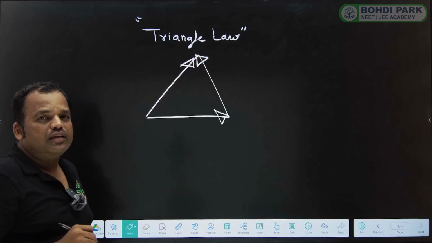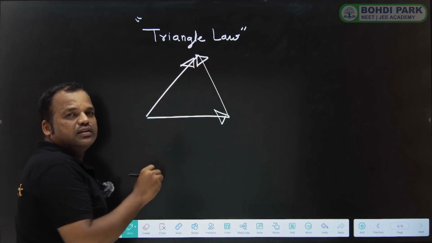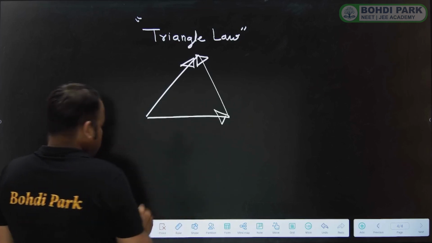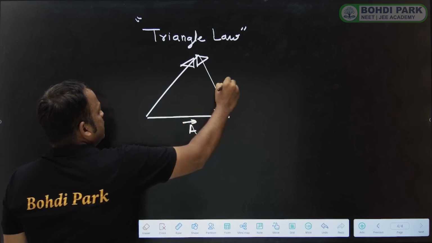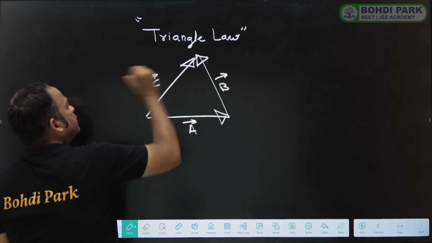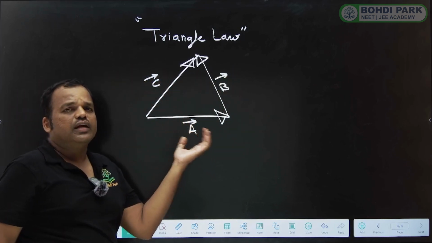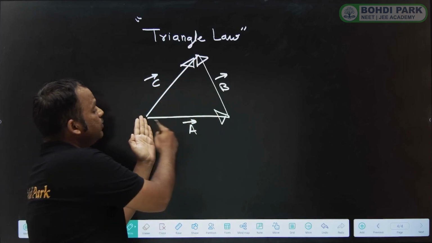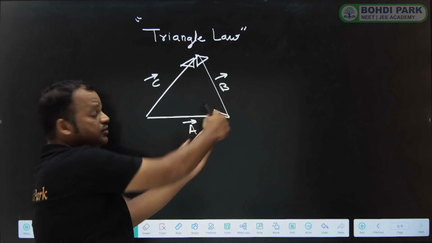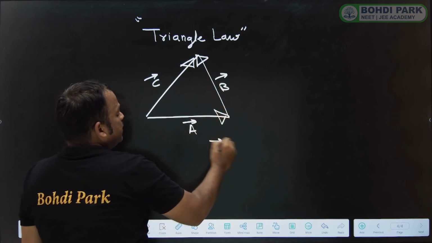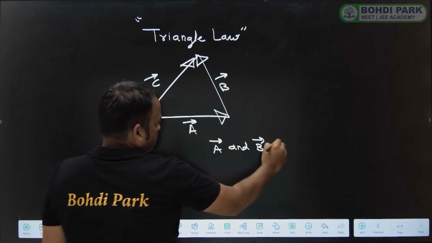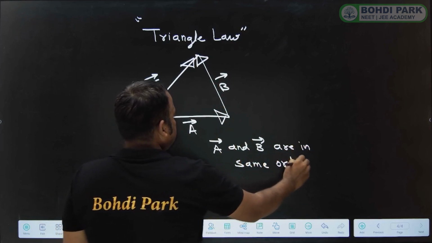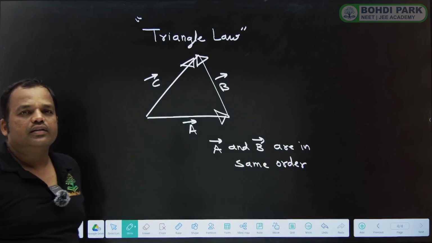Now identify which vector is in same order and which vector is in opposite order. So suppose, let's say this is A vector, this is B vector, and this is C vector. We know that if on the head of the first there is the tail of the second, so over here on the head of A there is the tail of B. So A vector and B vector are in same order.